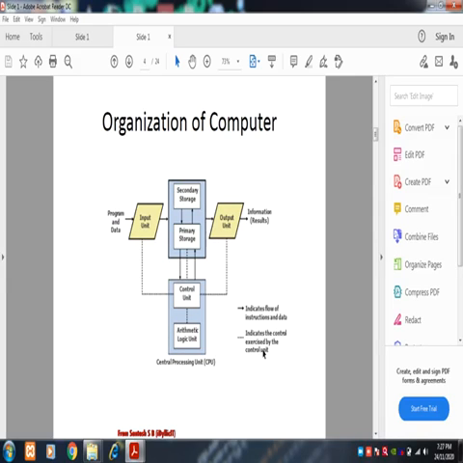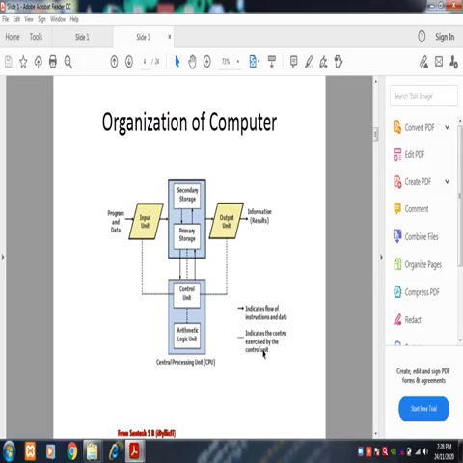See here, there is an organization of the computer. There are so many units, mainly 5 units. The first one is the input unit, next is the storage unit, output unit, control unit, and arithmetic and logical unit. There are mainly 5 types of units available. Each unit is doing some task.